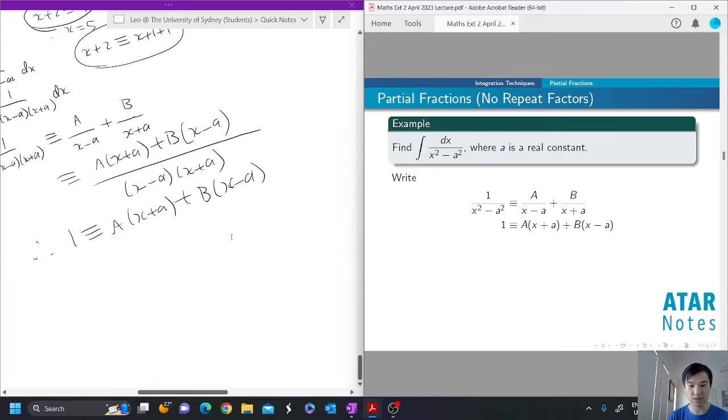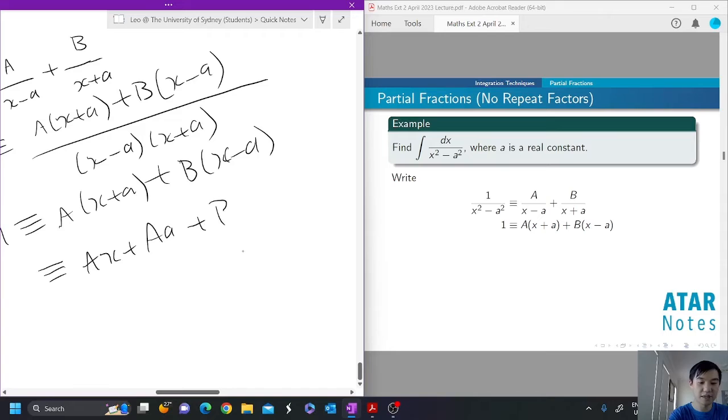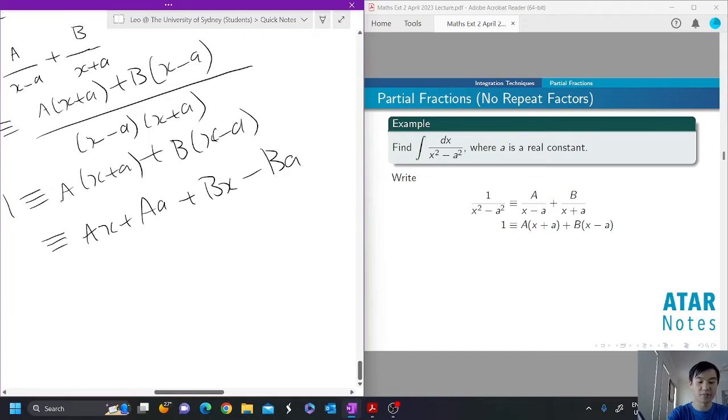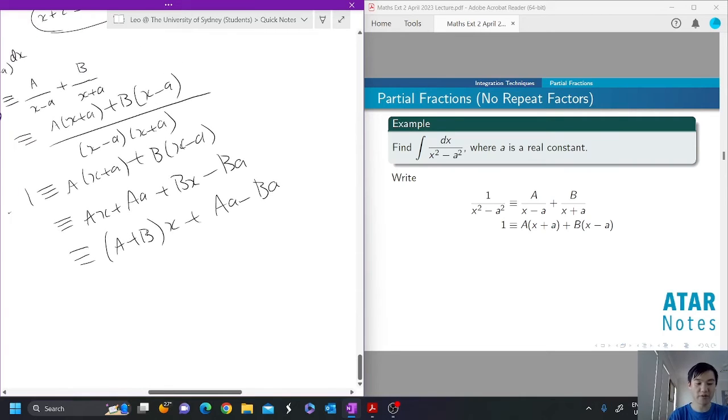So let's do comparing coefficients, because I think here we do a substitution, which can often be faster, but I want to show you that you can still do it by comparing coefficients. So this is identically equal to ax plus aa plus bx minus ba. So I can group the like terms together. So this is the same thing as (a plus b)x plus (aa minus ba). So I can compare coefficients.